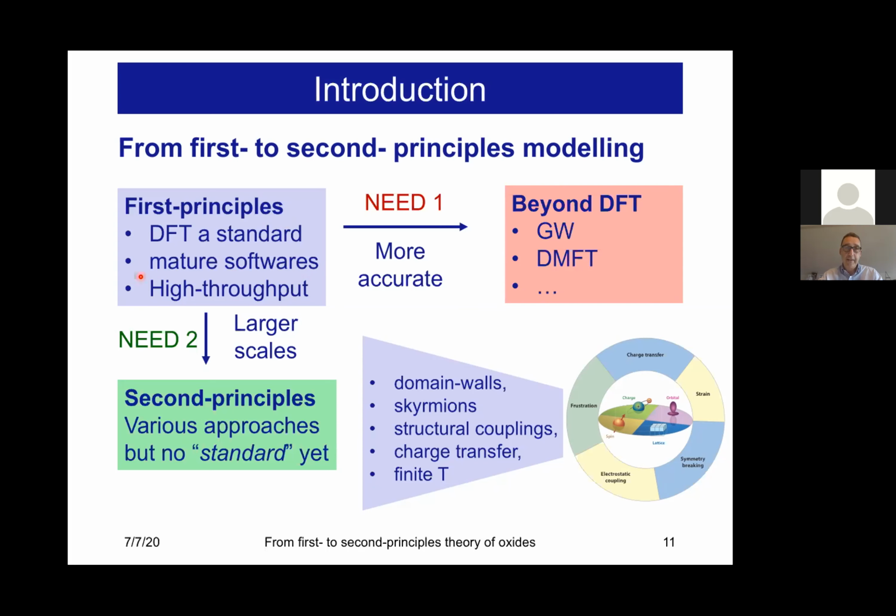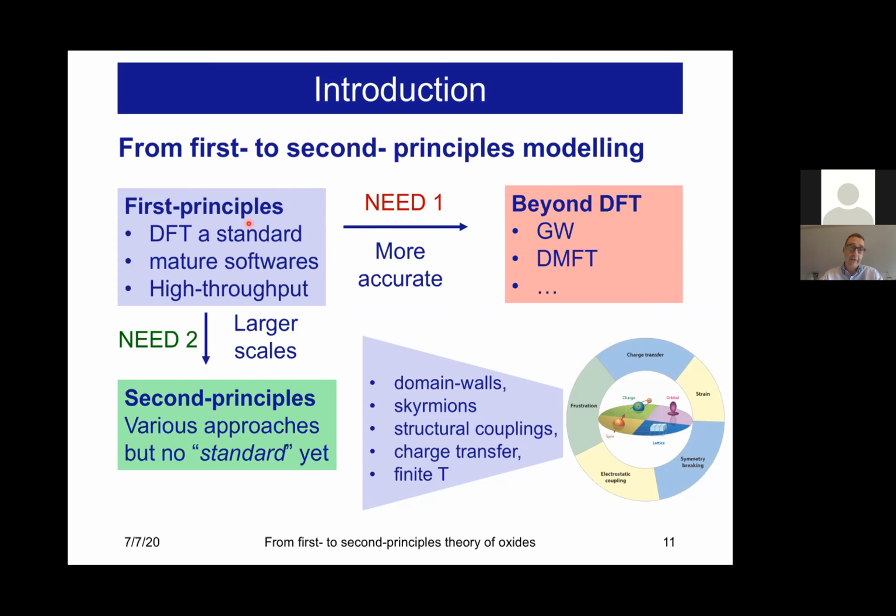Of course, even if this kind of approach is now broadly used, there are still two needs. The need one is to go more accurate. Of course, we need to improve. DFT is not a method that can do everything perfectly. So we still need to develop new functionals to go beyond DFT, developing GW, DMFT, other techniques.